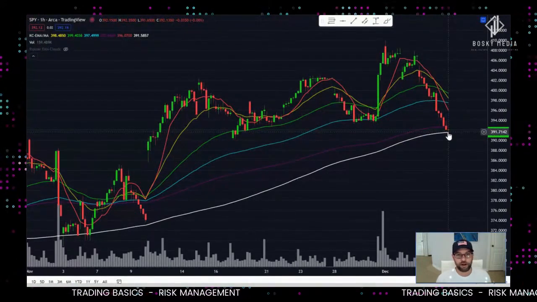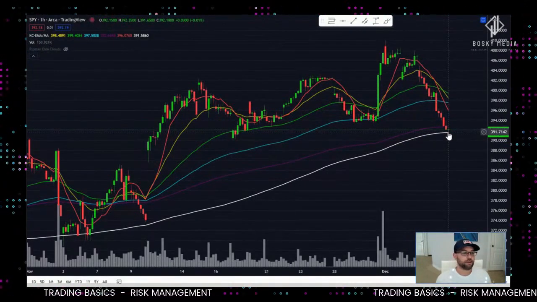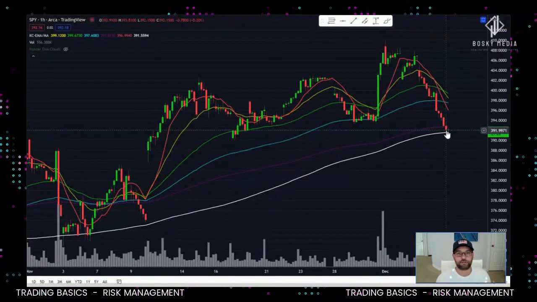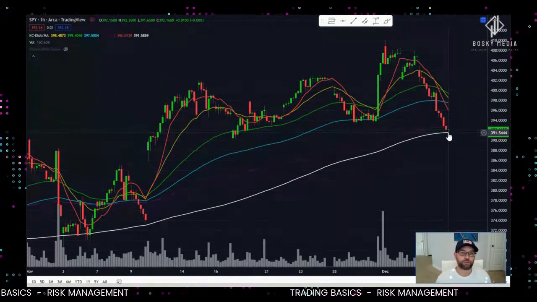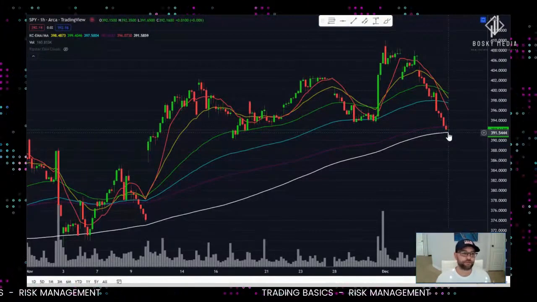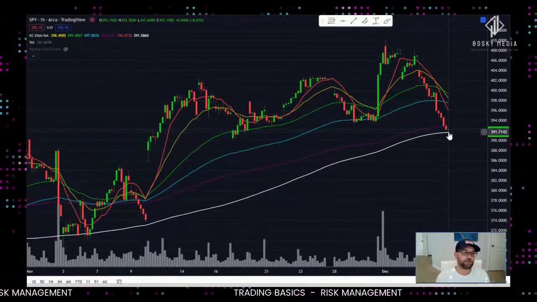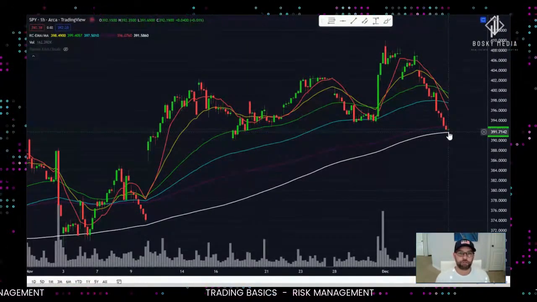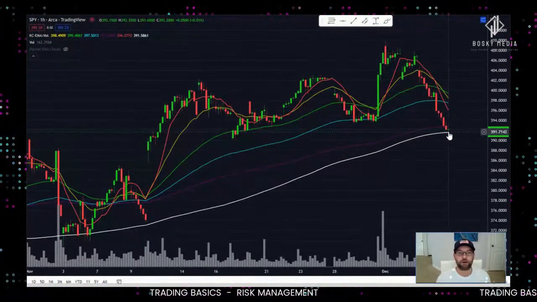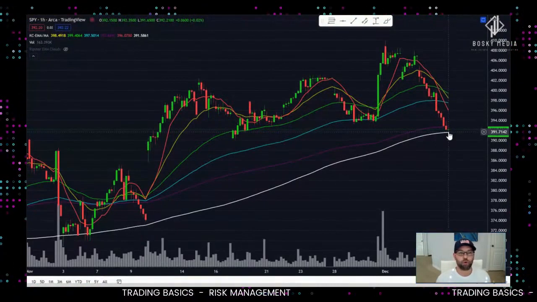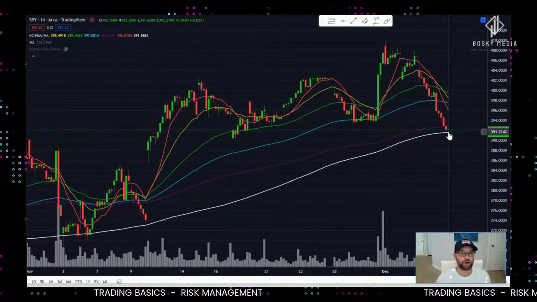Now, every time you enter a trade, you need to know what your plan is for that trade. And you should always do a risk reward analysis. A good baseline for your risk versus reward is about 3 to 1. So your reward should be 3 times your risk.